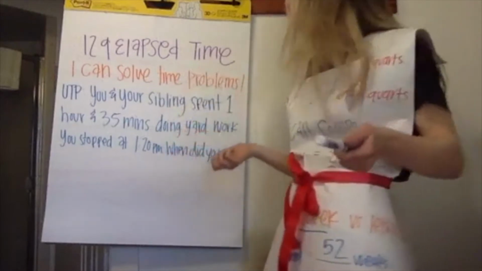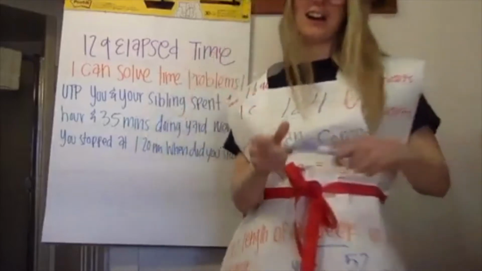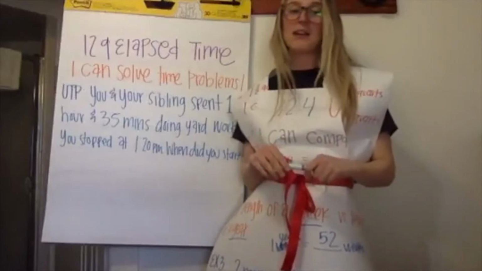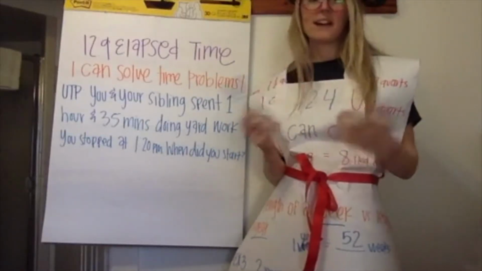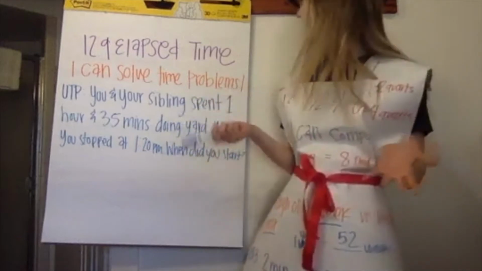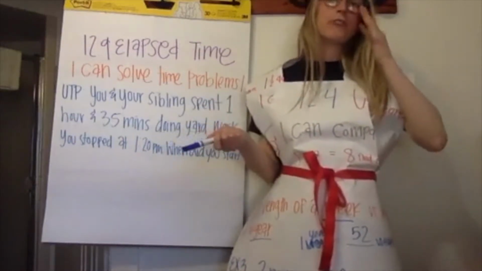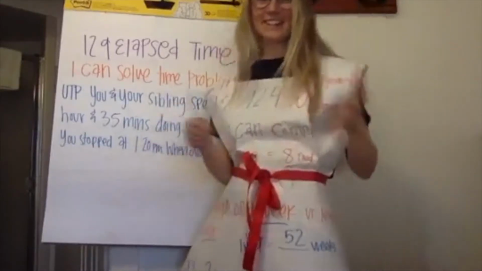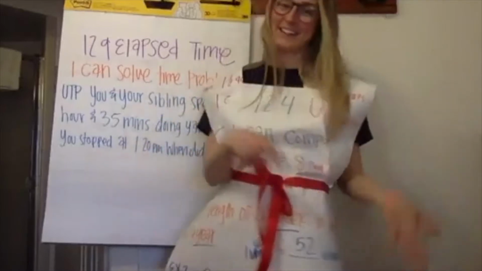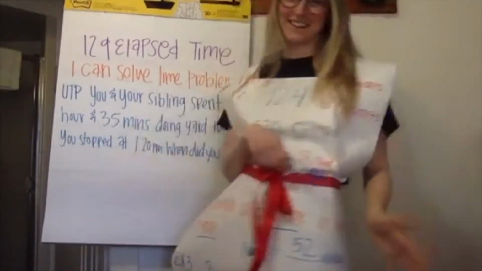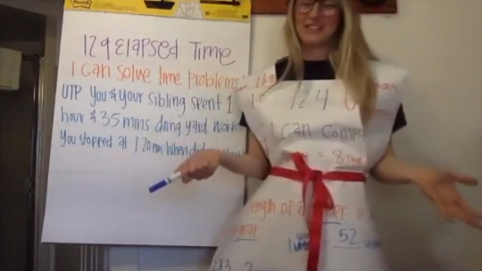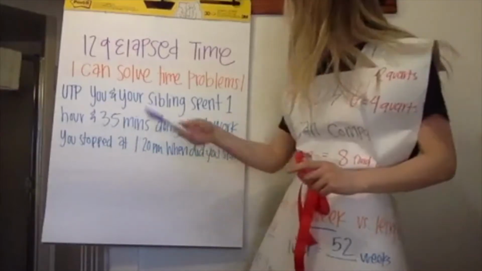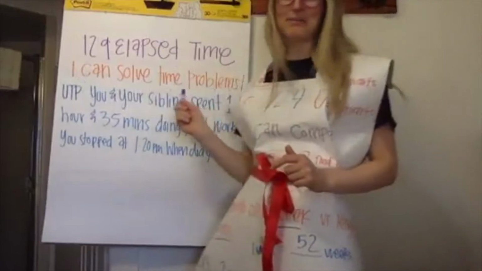So let's do it. 12.9, only 2 lessons left. All right. We are doing elapsed time. So yesterday we did units of time, and we're trying to figure out conversions. Today we're going to do elapsed time. If any of you have tried to figure out how much time is between first recess and lunch, or between lunch and last recess, or between last recess and going home, this is exactly what we're doing. This is the problem-solving ability. So our I can today is I can solve time problems.